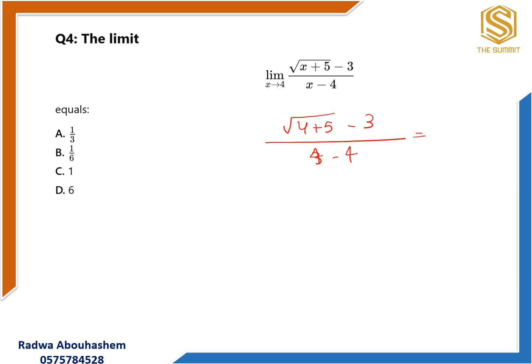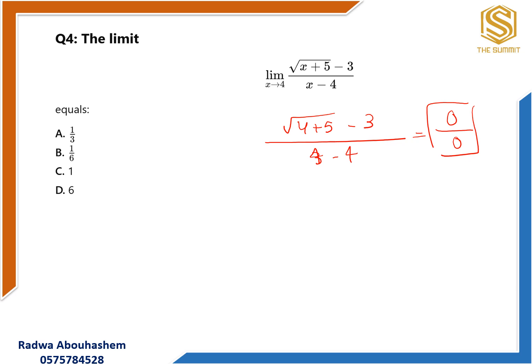So 4 plus 5 is 9. The square root of 9 is 3. 3 minus 3 is 0, and 4 minus 4 is 0. So this is 0 over 0, an indeterminate form. This means I have to go for manipulation, which means I have to factorize, multiply by the conjugate, or use the derivative or the logarithm rule.